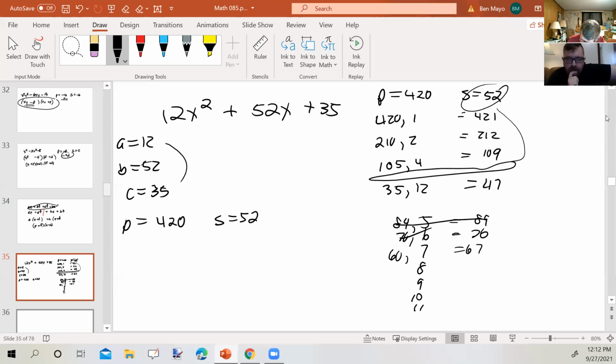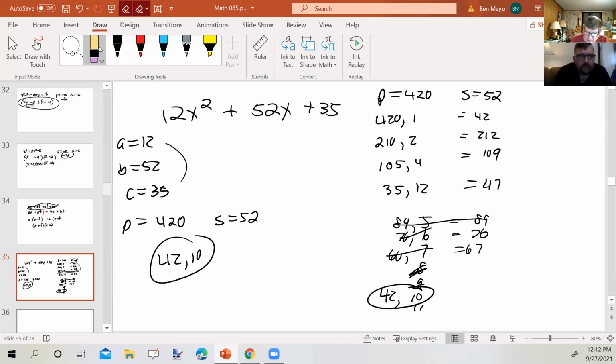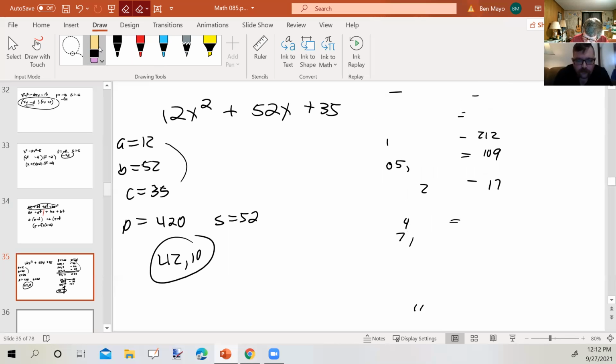Okay, let's see here. 8, does 8 go into 420? 420 divided by 8. No. Does 9 go in? 420 divided by 9. No. 10 goes in. There we go. 10 and 42. Okay, so that's doing it the long way, but it still gets you there. Okay, so my two numbers, 42 and 10. So I'm going to get, let's see here. Can I erase all this stuff over here? You okay with that? You can always go back and look at the video.